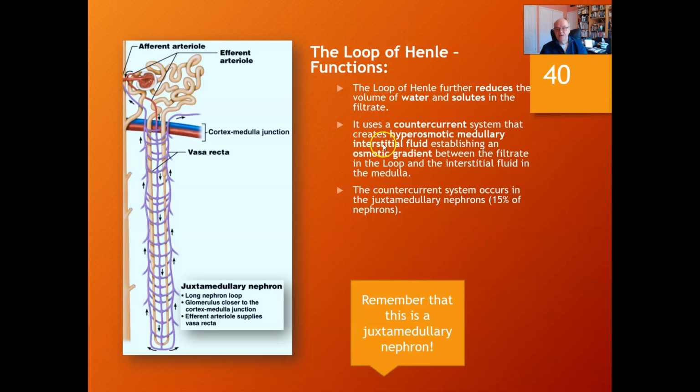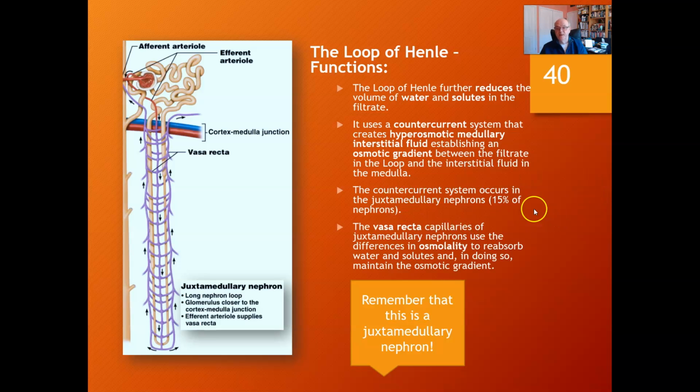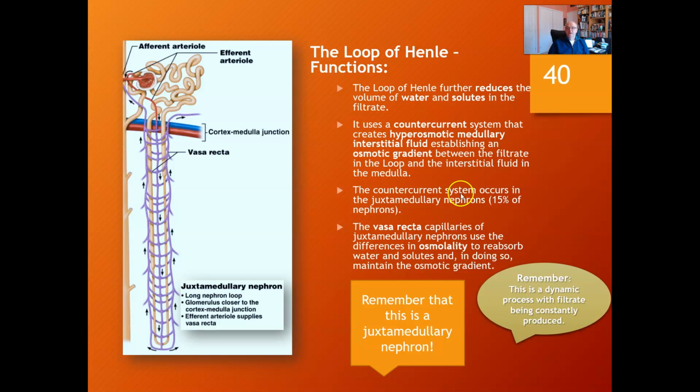And it occurs in the juxtamedullary nephrons, 15%, like I said. And these vasa recta capillaries absorb the water and solutes, and they take them away. So if your water's coming out and diluting the stuff around it, but it's then taken away in the blood, then it's still concentrated around the descending limb and water will be drawn out of it. So we'll see that as we go through here.